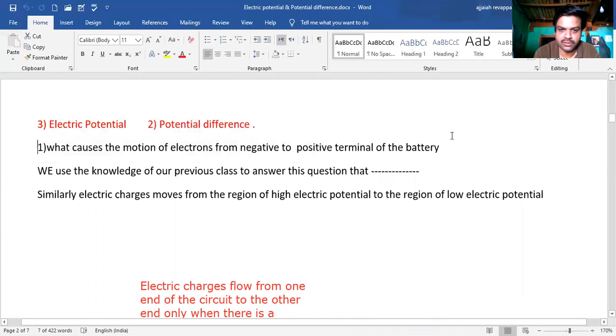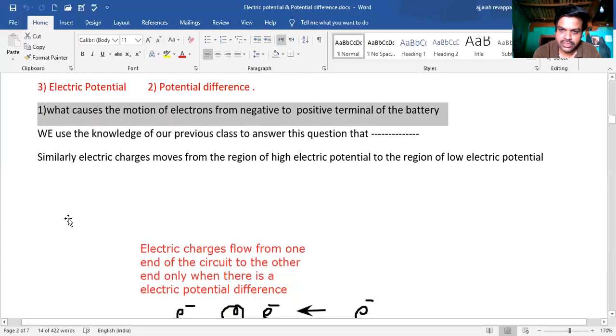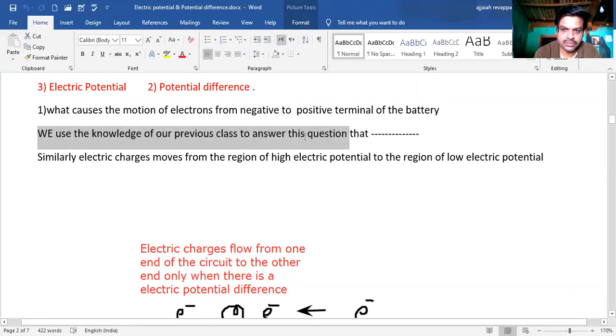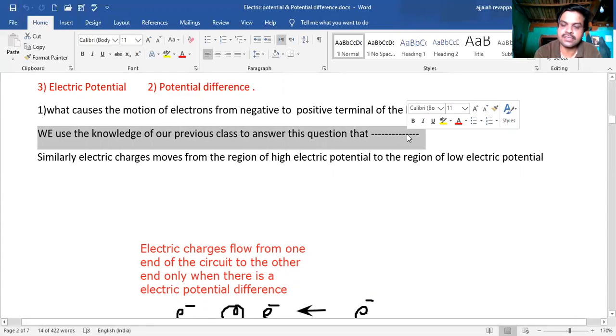What causes the motion of electrons from the negative terminal of the battery or cell to the positive terminal of the battery? To find the answer, we use the previous knowledge of yesterday's class, that is how things started moving, like air, water, football and heat. All these objects started moving from their high pressure region to low pressure region, high potential to low potential, high temperature region to low temperature region.